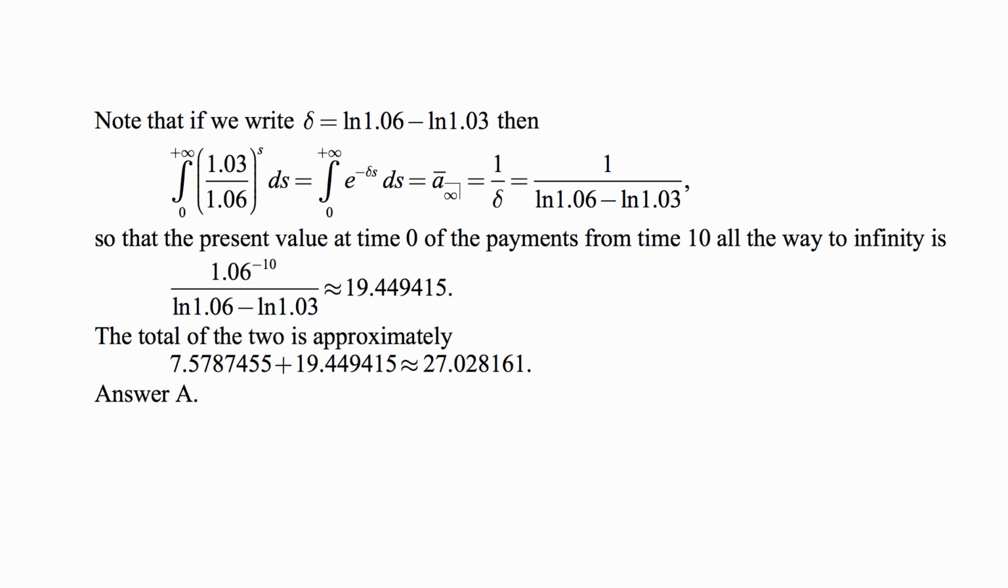So the present value at time 0 of the payments from time 10 all the way to infinity is 1.06 to the negative 10, the thing that we factored out, divided by the natural logarithm of 1.06 minus the natural logarithm of 1.03, and that's approximately 19.45. And if we add the two present values, 7.58 and 19.45, the sum is approximately 27.03, which is answer A.